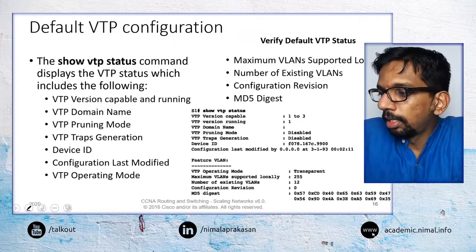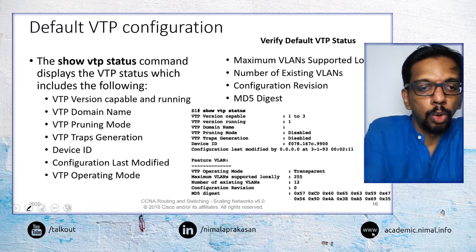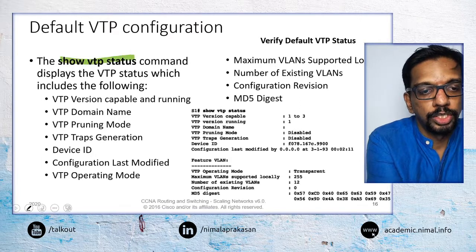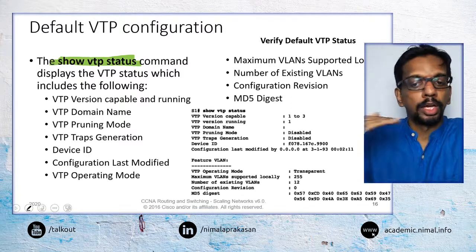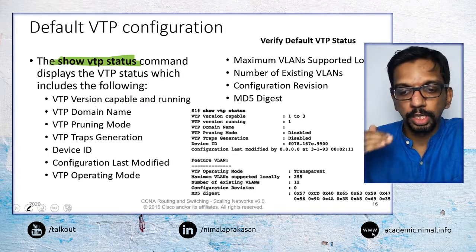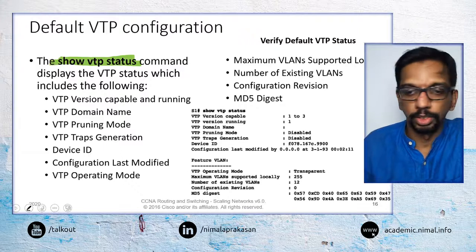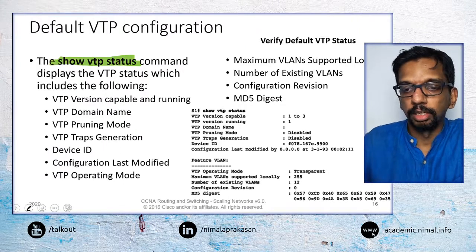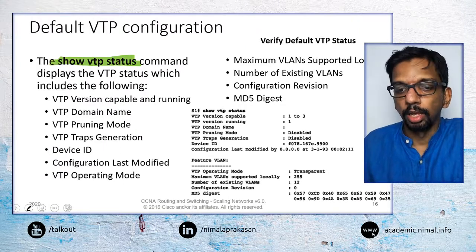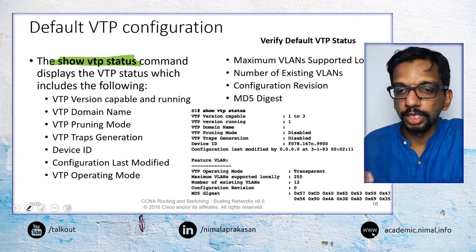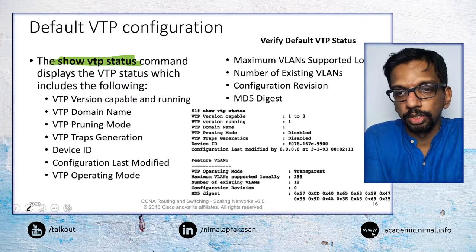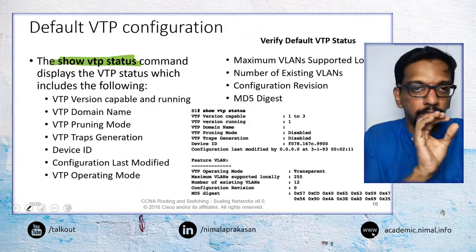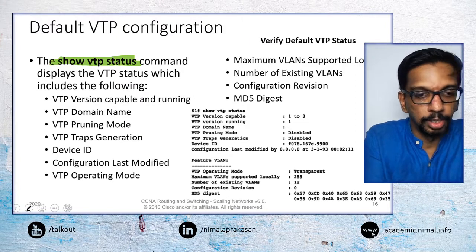In a typical Cisco switch, we can issue the show VTP status command, and we can check the information relevant to VTP on that device. It will show all the necessary information, such as the domain name and whether VTP is running or not. All this information is summarized in the show VTP status command, so it can be used to verify the status of VTP on a particular switch.